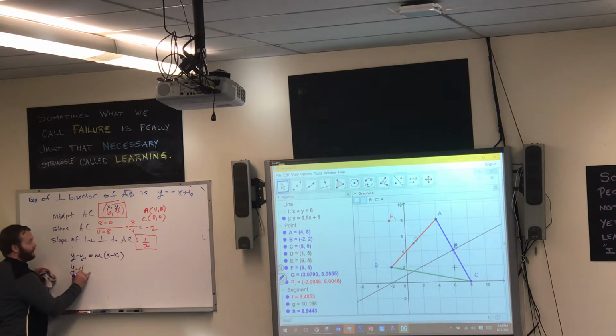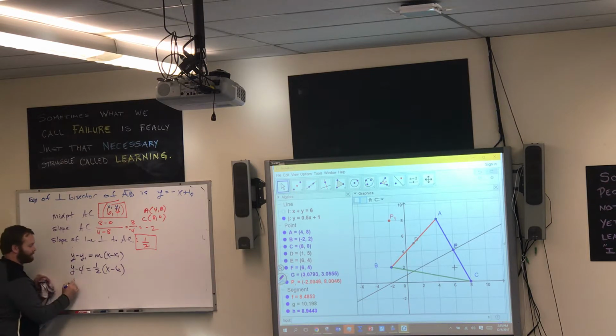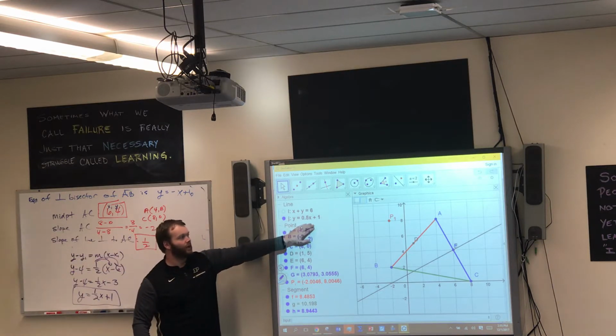So we go y minus 4, slope was 1/2, and then x minus 6. Y minus 4 is equal to 1/2 x minus 3. I just need to distribute that, right? So 1/2 times x is 1/2 x, 1/2 times negative 6 is negative 3. Now I want to solve for y. So y equals 1/2 x plus 1, right? And that is what GeoGebra was showing us.